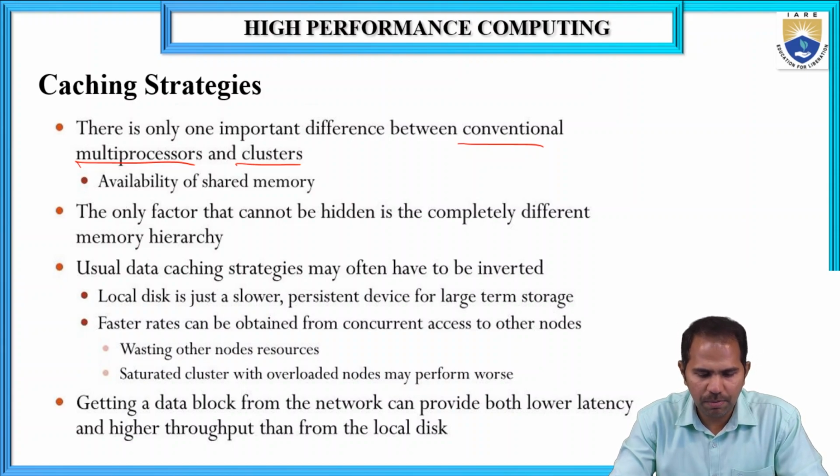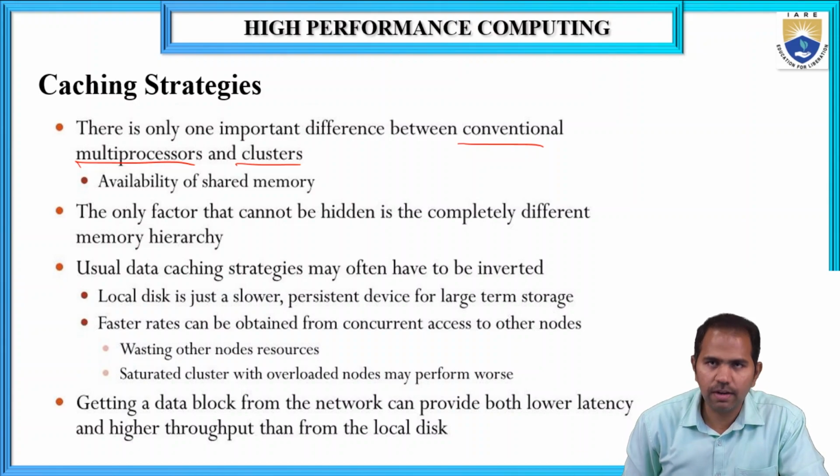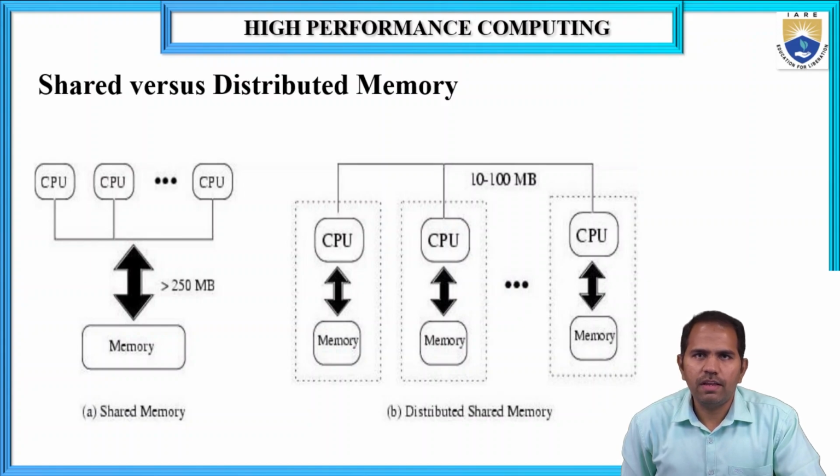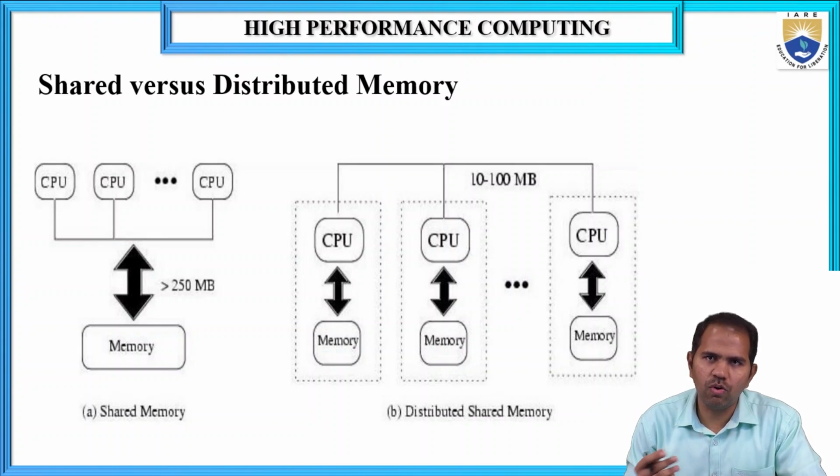Multiprocessor means the memory may be, as we will see in the next slide, a shared memory, where each and every CPU maintains a single memory. But in a distributed shared memory, each and every CPU has its own memory.